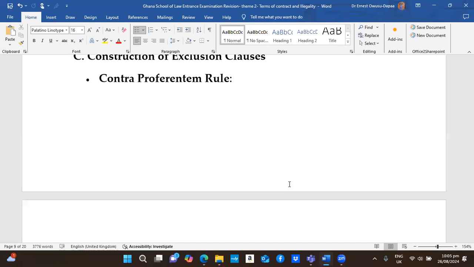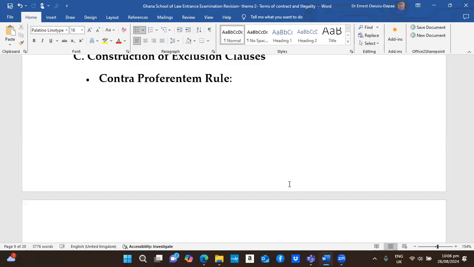Now, when you have finished with this first aspect of the question, then the second aspect will be the fact that even where it has been established that the exclusion or the exemption clause forms part of the contract, the court will still subject it to interpretation to find out whether the scope of the clause covers or encapsulates the particular breach which has occurred. And the question is, how do the courts go about interpreting or construing exclusion or exemption clauses?